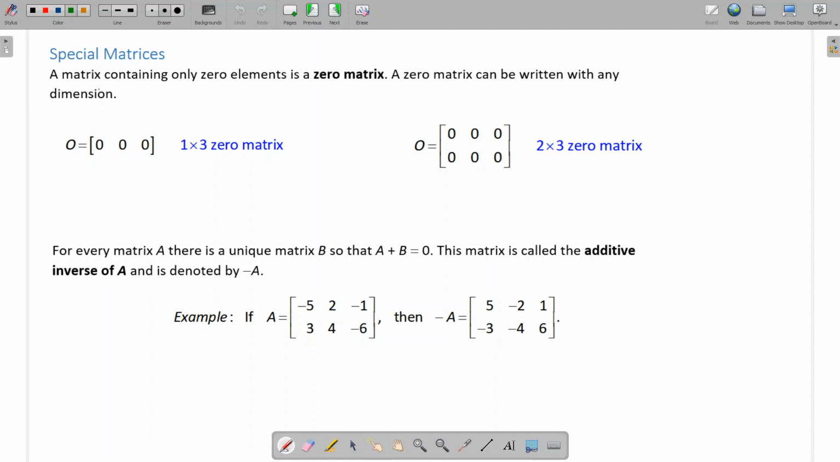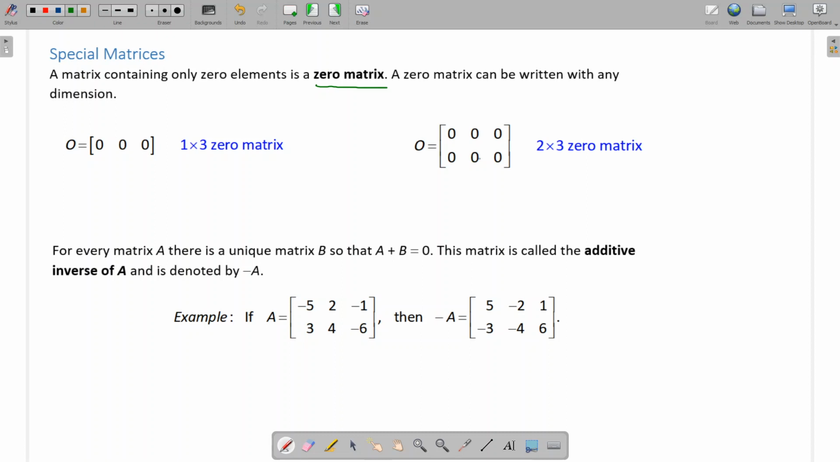Okay, a couple more special matrices. The next one is a zero matrix. A zero matrix is any matrix, no matter what its dimension, that's filled with completely zeros. So this would be a 1 by 3 zero matrix. It's a row matrix. That's a zero matrix. Here is a 2 by 3 zero matrix. You could have it being a square matrix, any dimension you want. Zero matrix simply means all the elements are zero.